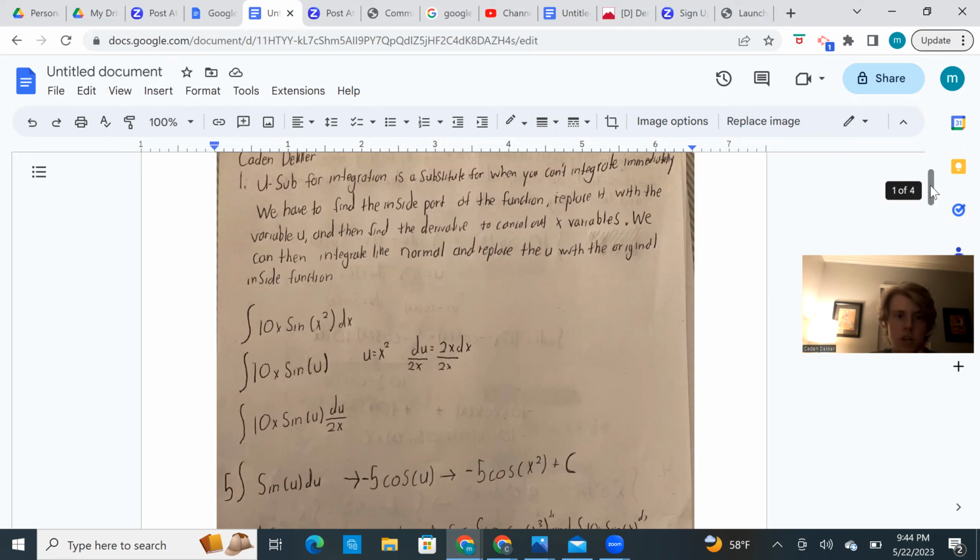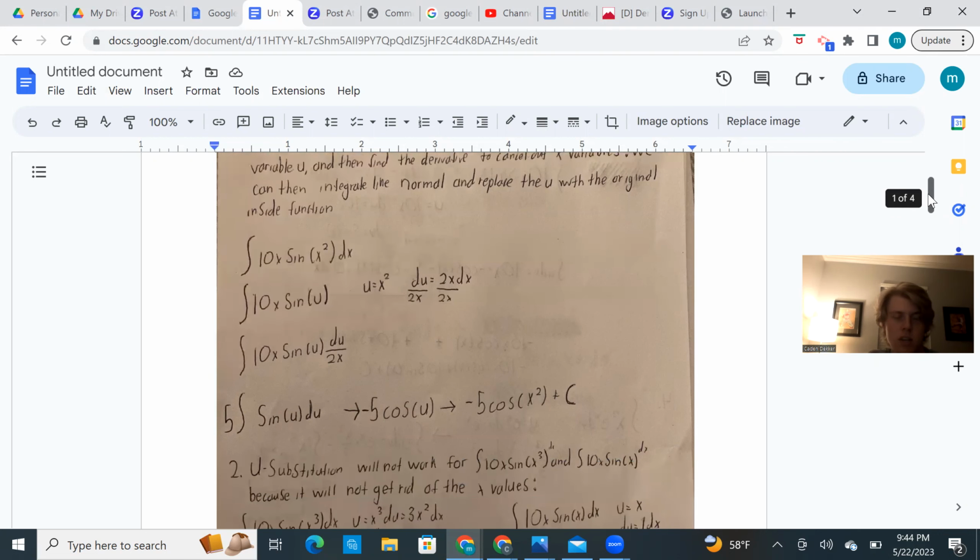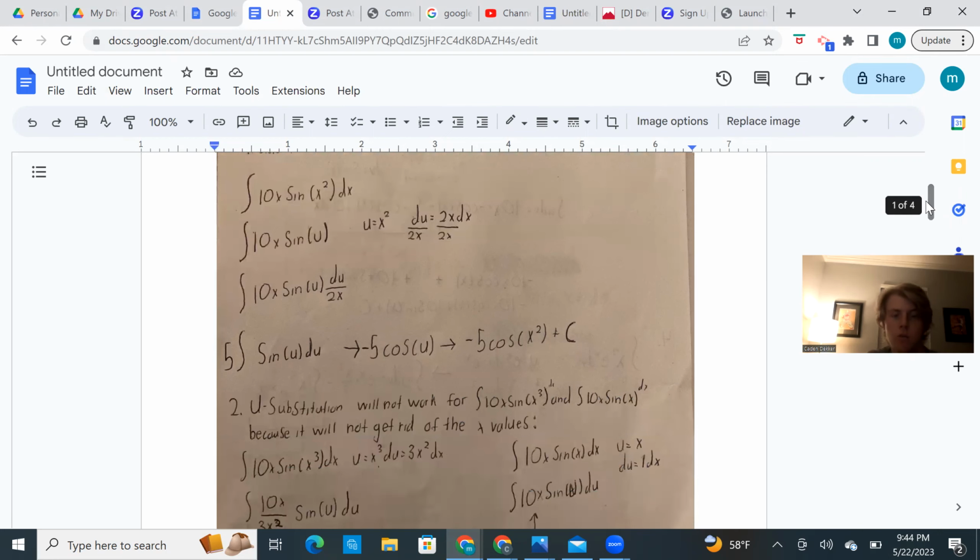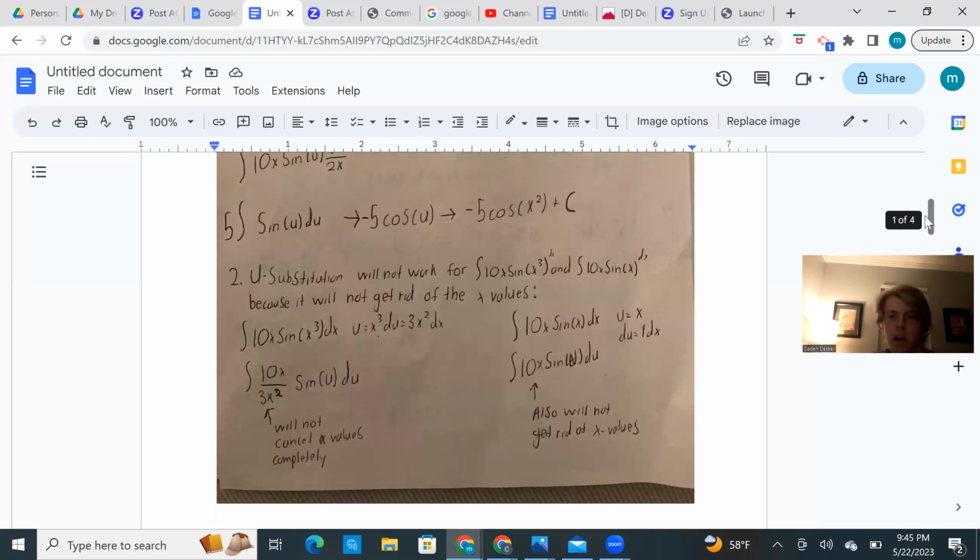So for this particular example, the integral of 10x times sine x squared. So pretty much you would take u, which is the inside part, which is x squared. I found the derivative of that, and then replace the dx with the du over 2x since it's the same thing. And then I found that the x is canceled, which would then give me 5, which I moved outside of the integral. And then I could evaluate normally, so I get -5 cosine u. And then at the end, I just replaced u with x squared, and then I added the constant.